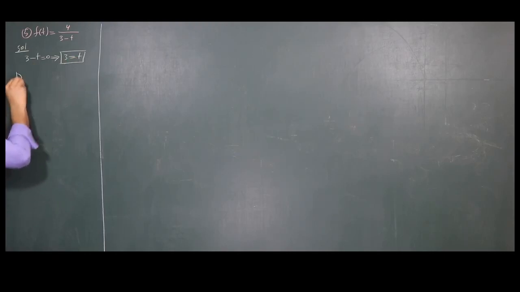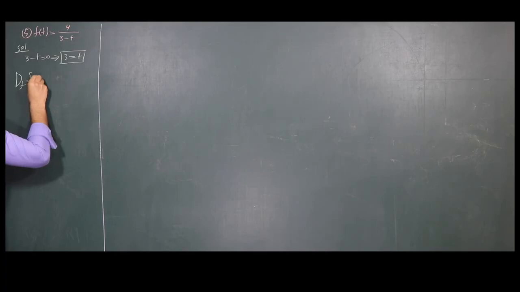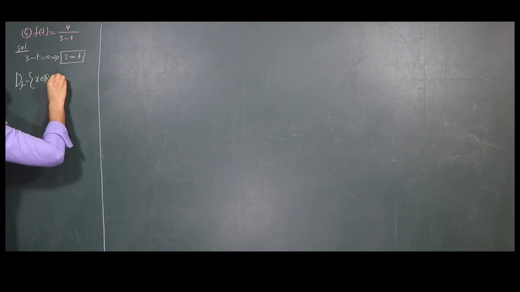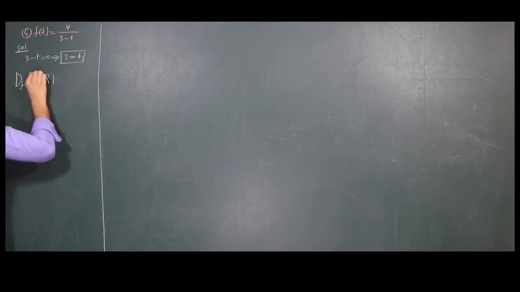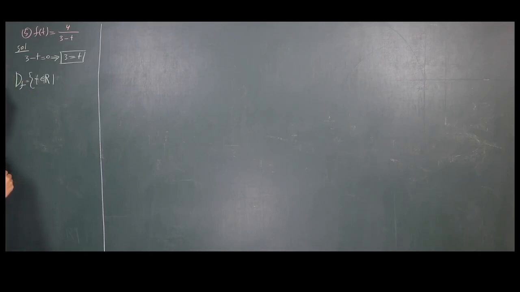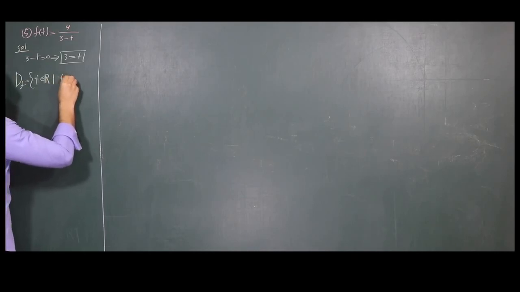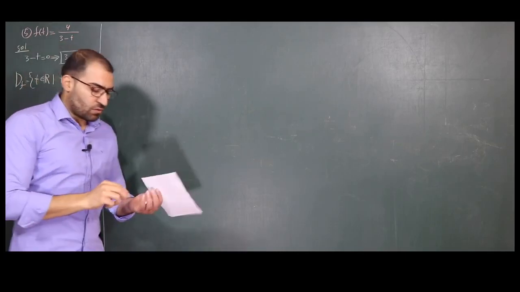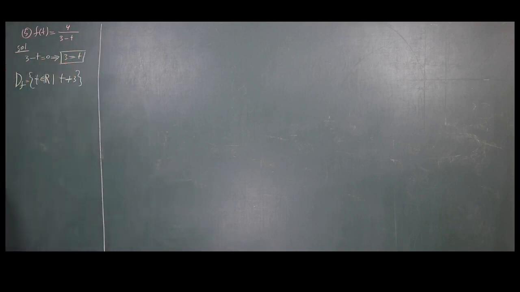So the domain of the function f equals all the real line except t equal to 3. Why? Because the independent variable is t, such that t doesn't equal 3. I don't want t to be 3, because that will give no result from this function.